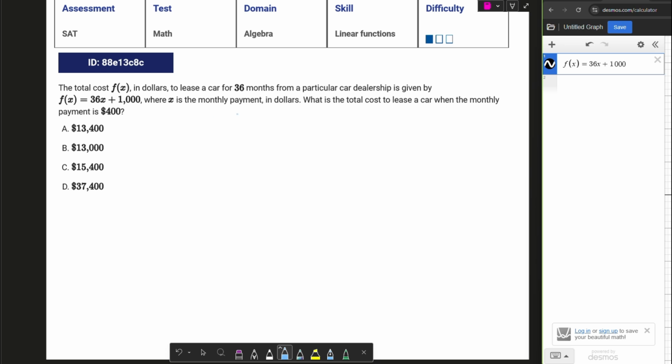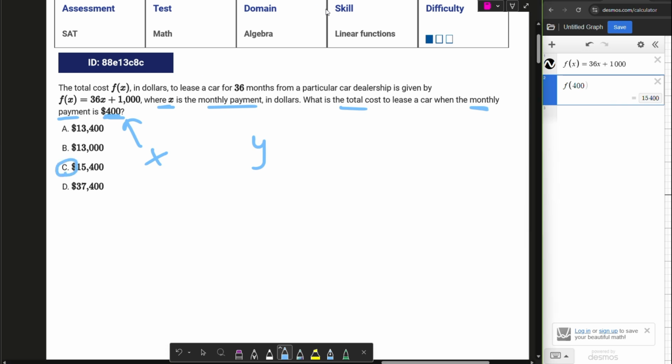Okay, let's look at this question. By the way, if you need more time, please feel free to pause the video and take your time to read the question itself. Now, here's the part that we need to pay attention to. X is the monthly payment, and we are asked what is the total cost to lease a car when the monthly payment is 400. So the value of X is 400, and we need to get basically the value of Y. Now, I wrote my function. All I need to do is just write F and plug in that 400, and my output will be 15,400, which means answer choice C.